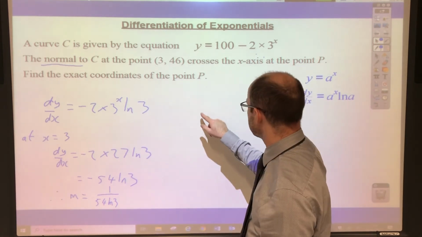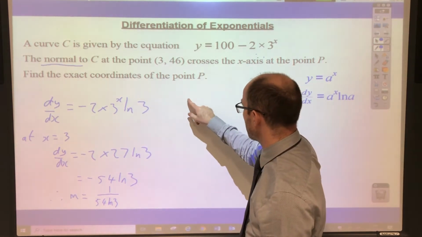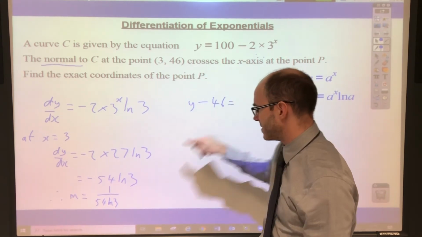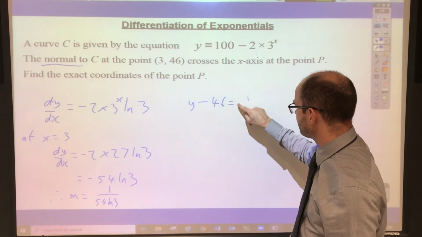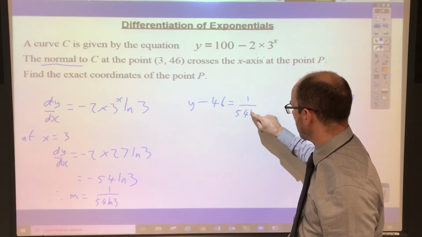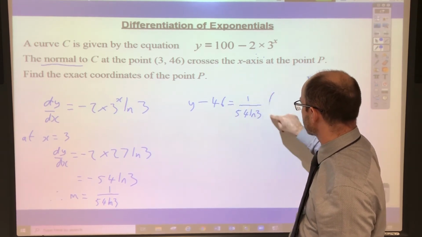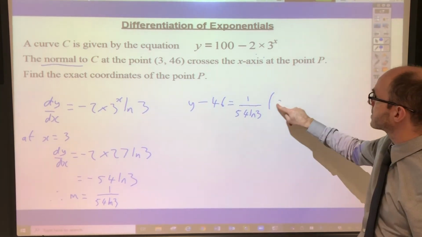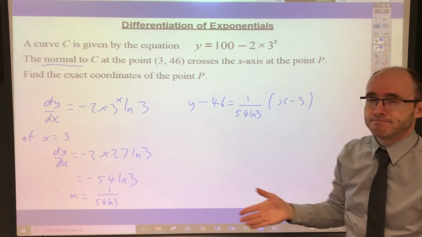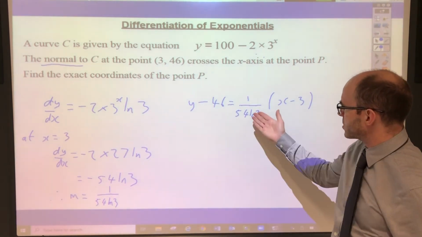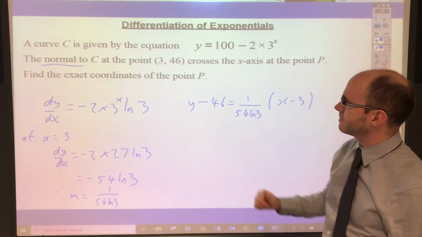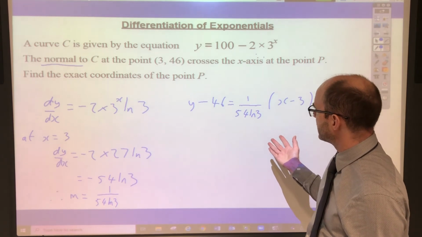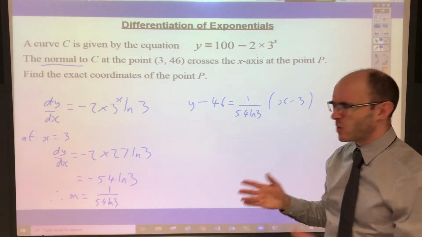And then we just use the equation, y minus y1 equals m(x minus x1), so y minus 46 equals m, so it's 1 over 54 natural log of 3, and then x subtract 3. Of course, I can get rid of this now, because we don't need that anymore. Multiply both sides by 54 natural log 3, and then you get y natural log... But I'm just thinking, do I actually need to do that?